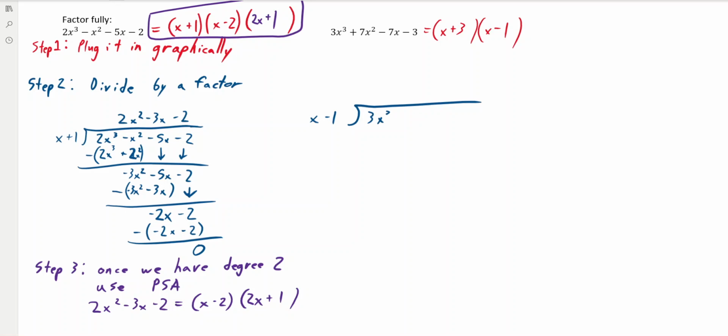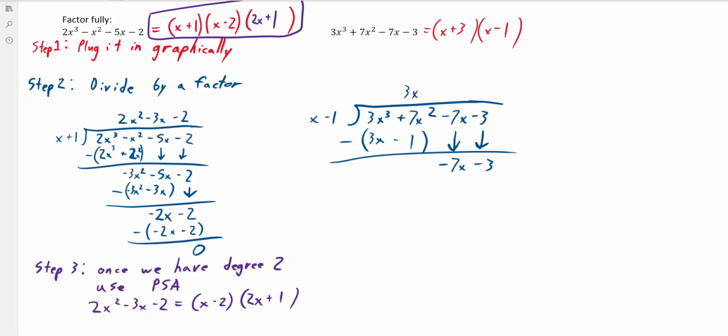And we're going to divide to try to find the binomial or trinomial part. So x minus 1. This is going to come down, this is going to come down. We're going to be left with this. Okay, so we're going to have to multiply by 3x squared, which gets us that.